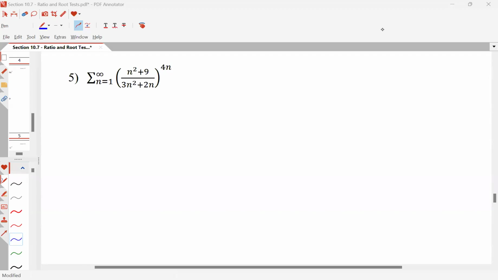Hello. In this video, we want to take a look at some examples of using the root test to tell if something is convergent, if a series is convergent, divergent. So, first example is the series (n squared plus n) over (3n squared plus 2n), all to the 4n.